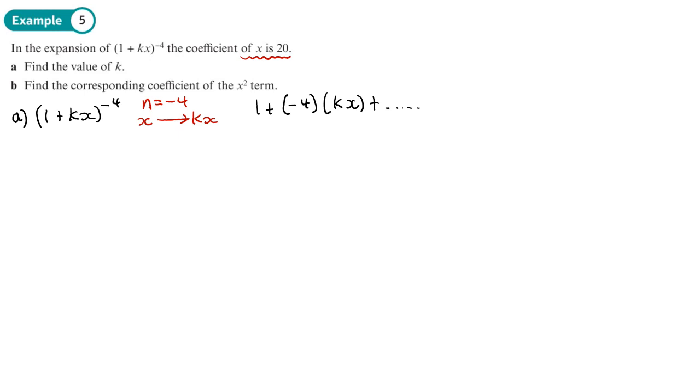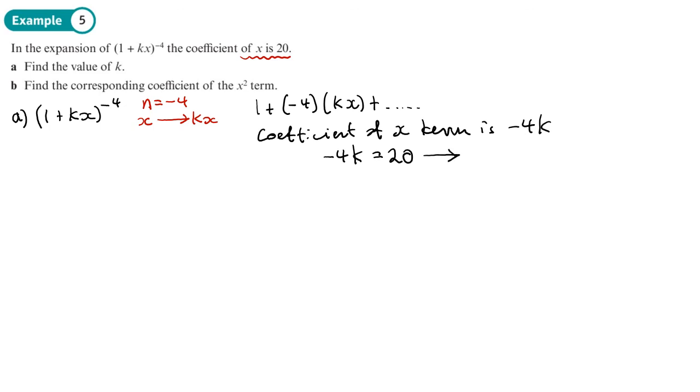What's the coefficient of the x term? Well, it's negative 4k. We're told that that's 20, so we just equate that to 20. Negative 4k equals 20. Nice easy one. k equals negative 5. Okay, so that's part A. And then it says find the corresponding coefficient of the x squared term. Oh, so we do need to carry on.